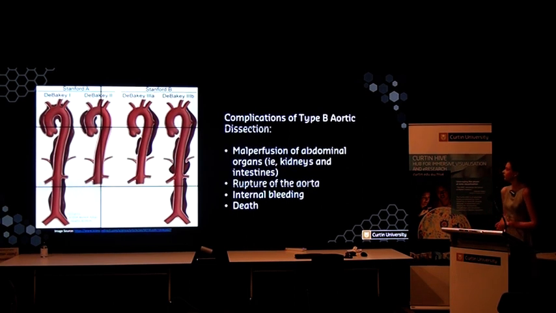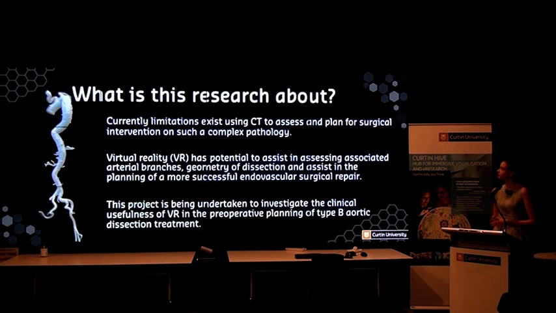Complications of the type B aortic dissection, so what it actually does in your body: it causes malperfusion of abdominal organs. This means your kidneys or your intestines won't get the blood flow that they need to function correctly. This can lead to a lot of issues, including ischemia of the organs and death of them as well. Other complications include rupture of the aorta, which can lead to internal bleeding, and then ultimately death if no medical intervention is performed.